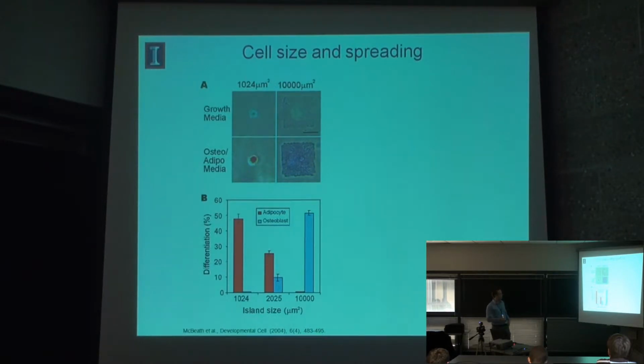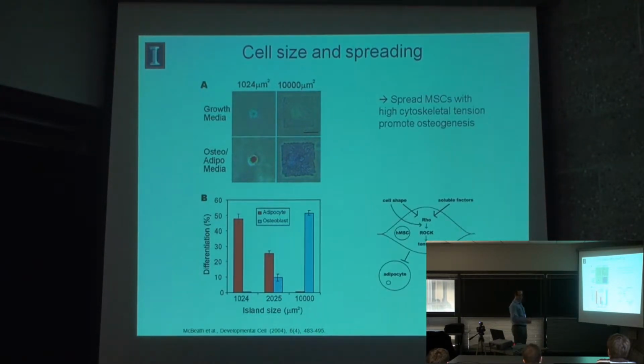They went and did some very nice, elegant work to show that this involved some signaling pathways that utilized a feedback loop between this RhoA small GTPase, as well as Rho kinase, and that in the absence of high levels of RhoA, cells would prefer to turn into fat.